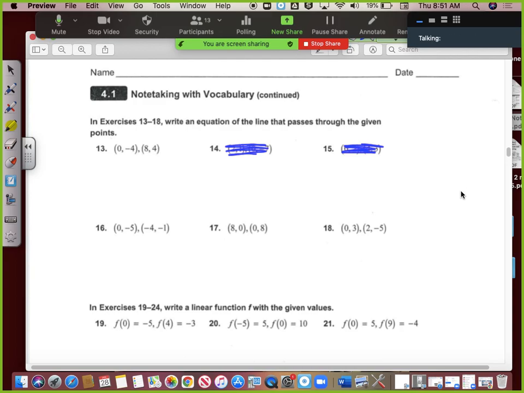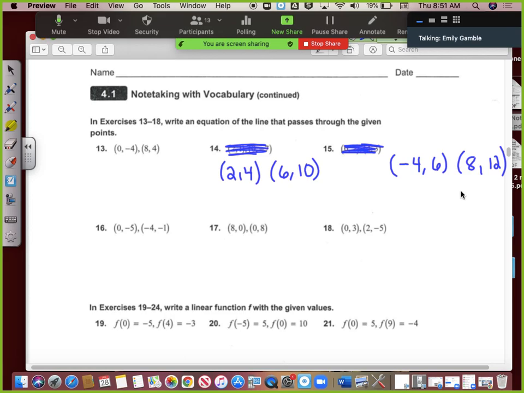For 14 and 15, I'm just going to choose 2 random points. I'm going to choose 2, 4, and I'm going to choose 6, 10. So you're going to find the equation of the line that passes through these 2 points. And then for number 15, I'm going to choose 2 different points, let's say -4, 6, and, trying to keep even numbers so everything's nice and easy, 8 and 12.